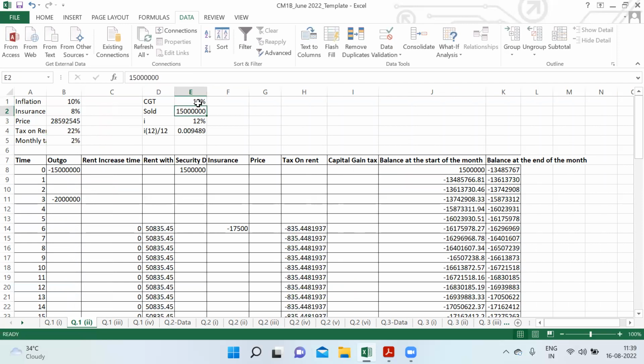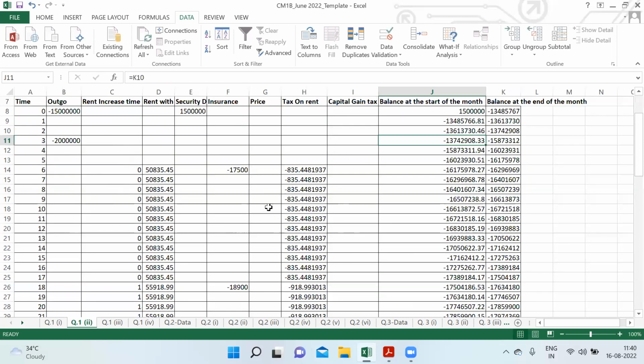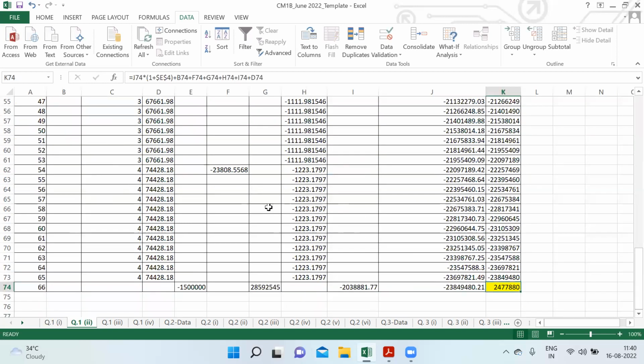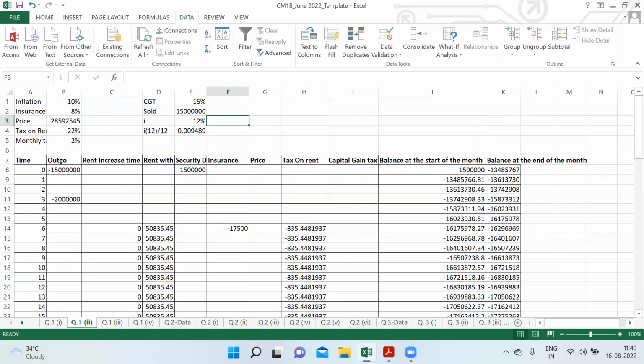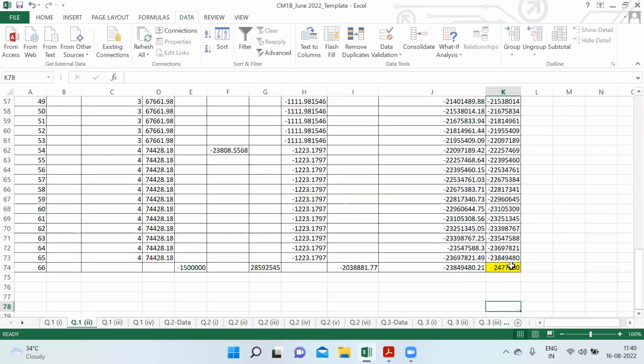So in part 2, we have to calculate the accumulated profit of the investments. We just added a column, balance at the start of the month and balance at the end of the month. So at the start of the month, only the security deposit is there. And at the end of the month, the security deposit will accumulate with this I-12 by 12 plus all the rent and all payments which are received in each year. And then this value has been calculated. So balance at the end of the month is 2477880. Okay, so this is the accumulated profit at the end, 2477880 with all the cash flows and so on.